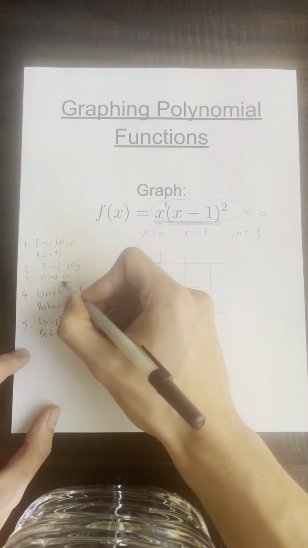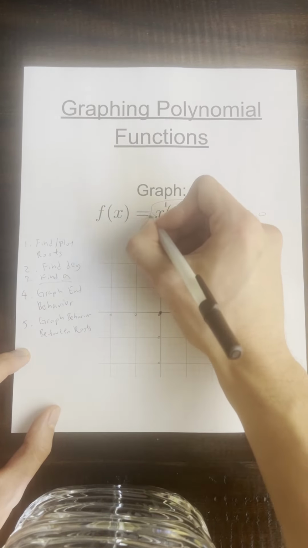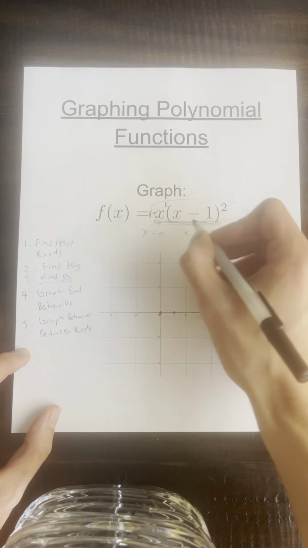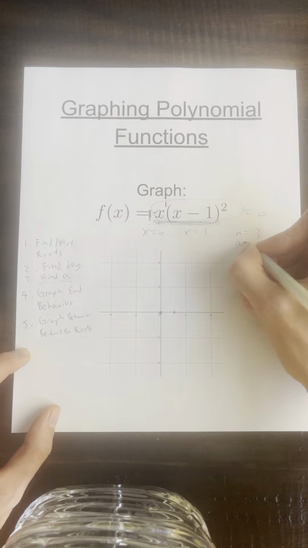Now we need to find a, the number in front of the factors, but there is no number. So this is the same thing as 1 times x minus 1 squared. So yeah, I'll just put the 1 here, and a is going to be 1.